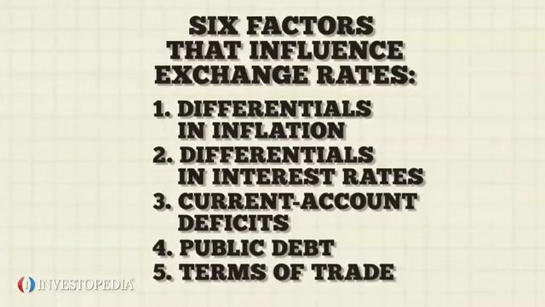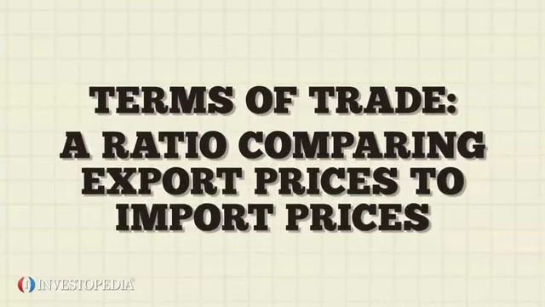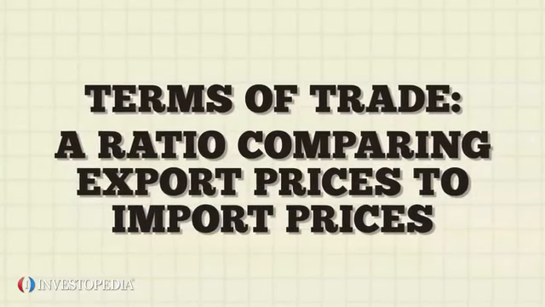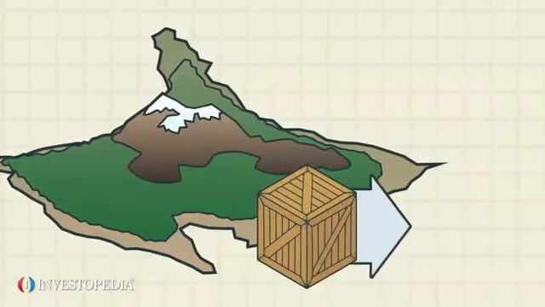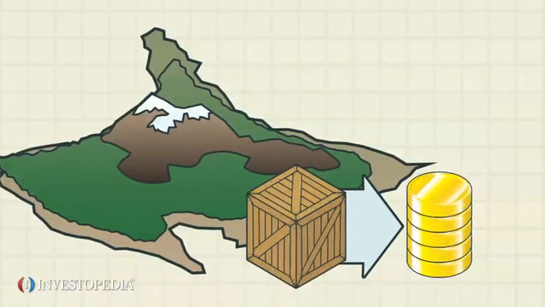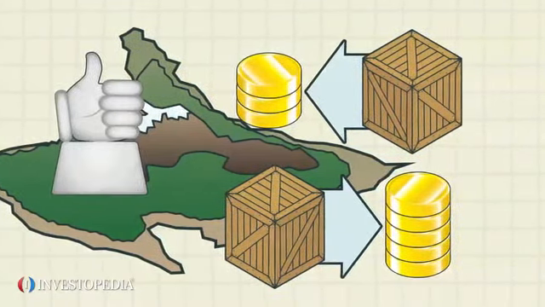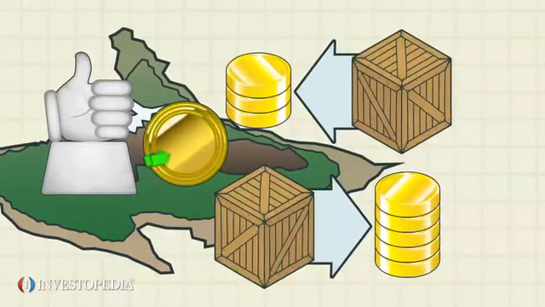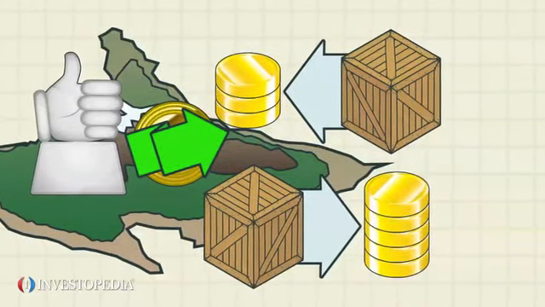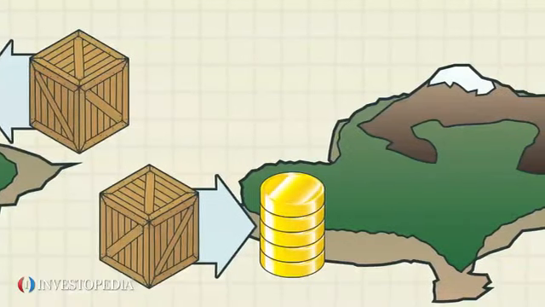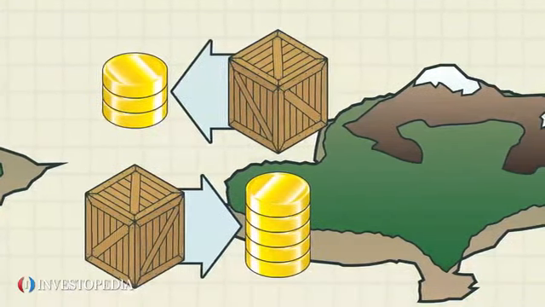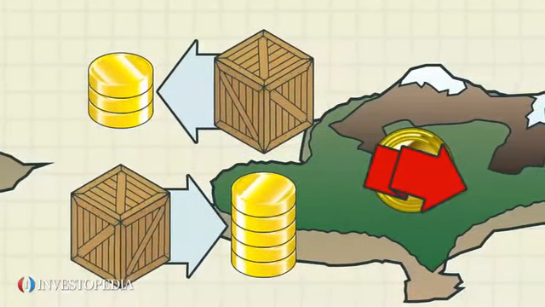Factor 5. Terms of trade. A country's terms of trade is a ratio comparing export prices to import prices. If the price of a country's exports rises by a greater rate than that of its imports, its terms of trade have favorably improved, which tends to show currency appreciation. However, if the price of a country's imports rises more than the rate of exports, their currency's value will decrease.